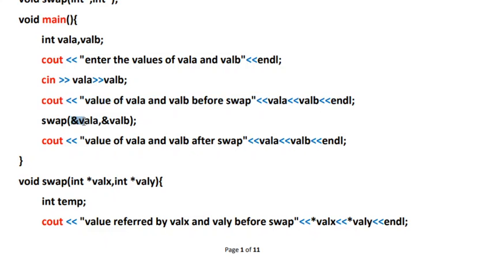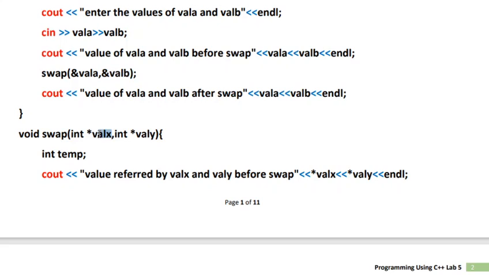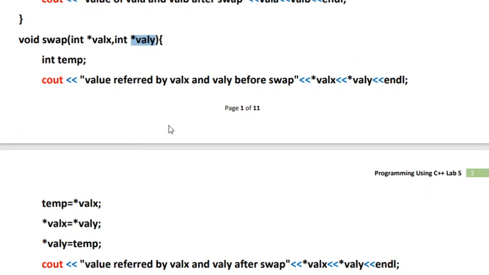Then I have called the function swap by passing the address of value and val_b. When I pass the address of value and val_b, that address will be received by a pointer. So val_x is a pointer here and val_y is a pointer here. val_x is a pointer to val_a and val_y is a pointer to val_b. Now I'm printing the values of val_a and val_b through val_x and val_y, because val_x and val_y are references to val_a and val_b.